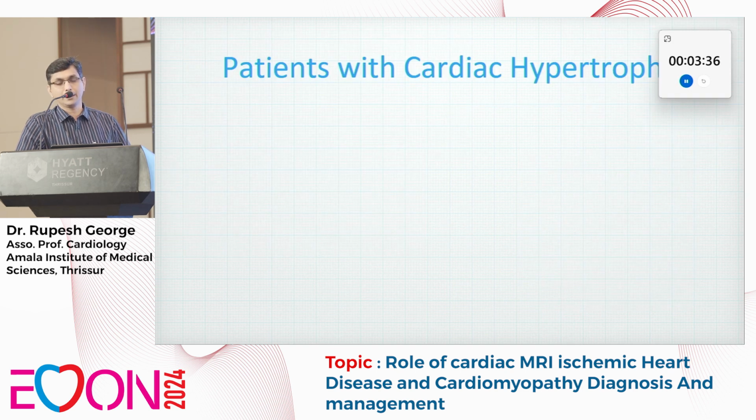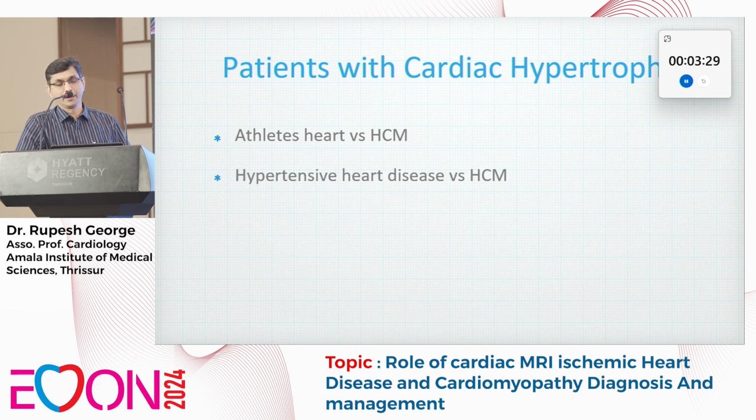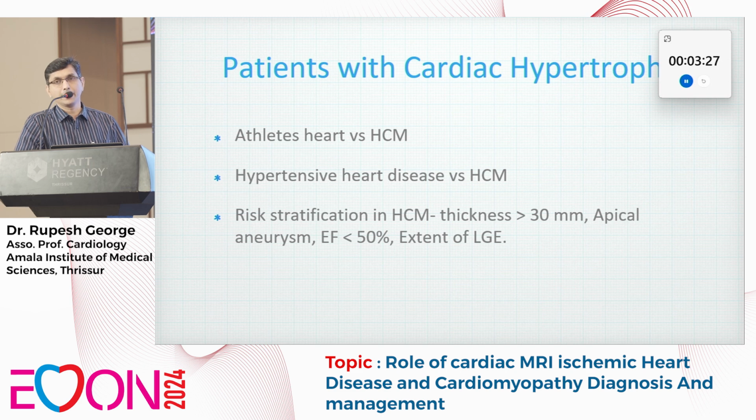Another group is patients with cardiac hypertrophy, whether it is to differentiate between athlete's heart in a young individual or HCM, or hypertensive heart disease versus HCM, and if HCM is diagnosed, whether these patients need any primary prevention. These cardiac MRI features will be useful. If the thickness is more than 28 to 30 millimeters, there is an apical aneurysm, EF is less than 50, and LGE is more than 15% of the LV wall, that is suggestive of risk of sudden cardiac death. So these patients may benefit from ICD.